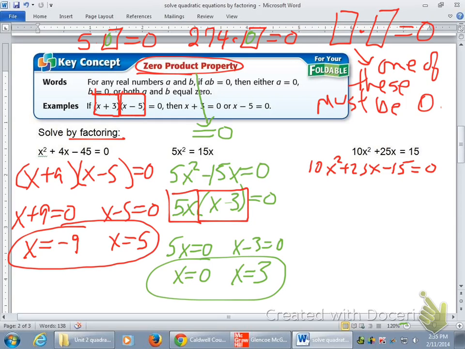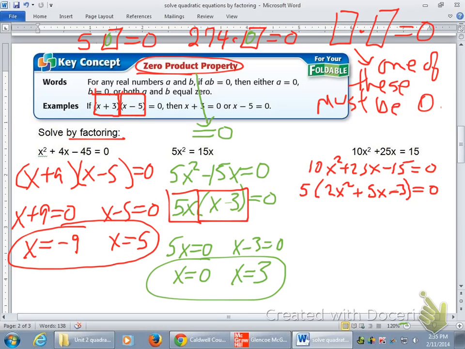All right. After I make it equal to 0, it does have a GCF in it. So I'm going to take a 5 out. And that leaves me with 2x squared plus 5x minus 3 equals 0. That's a minus. And now what do I got to deal with?